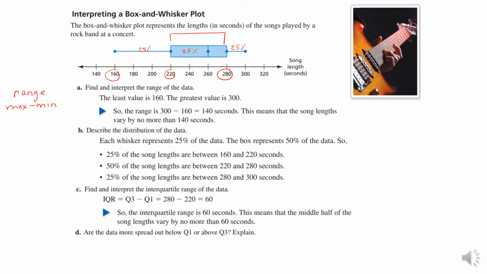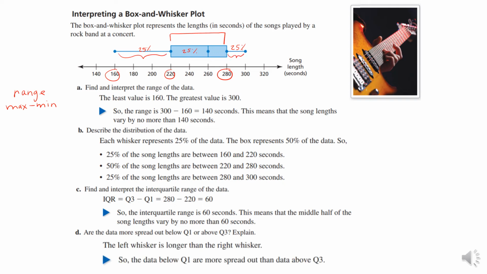And are the data more spread out below quartile 1 or above quartile 3? So this is when we look at our whiskers and we go, whoa, that is a much longer whisker than that one. And so here's how you would interpret it. The left whisker is longer than the right whisker, so the data below quartile 1 are more spread out than the data above quartile 3. Remember, there's still the same number of data points here as there are here. So this just means that those are spread out more than these, because it's the same number of data points in each section. Okay, so that's really important to understand.